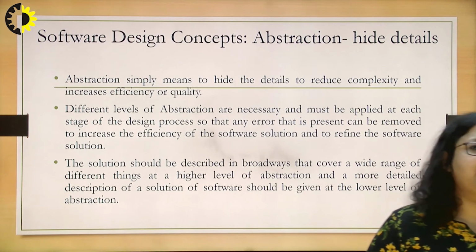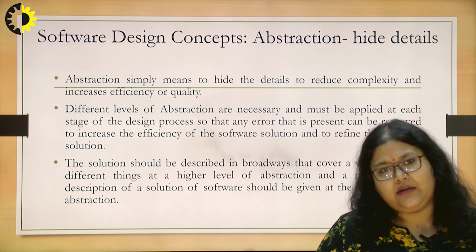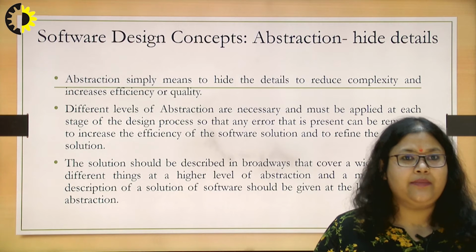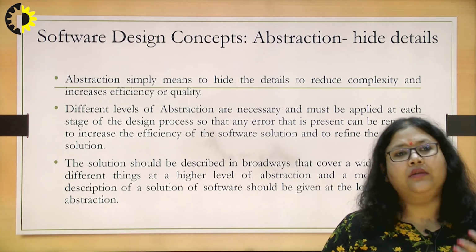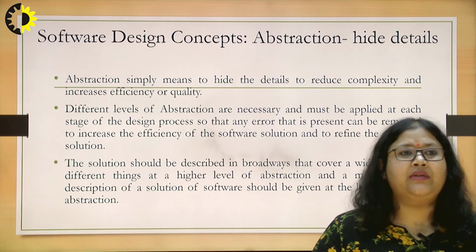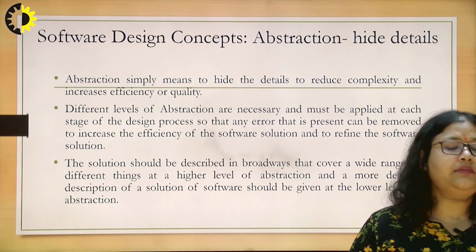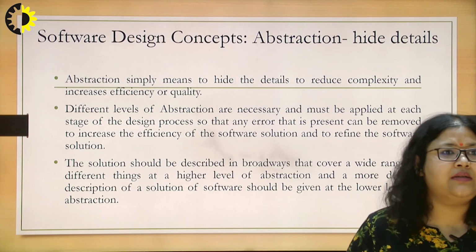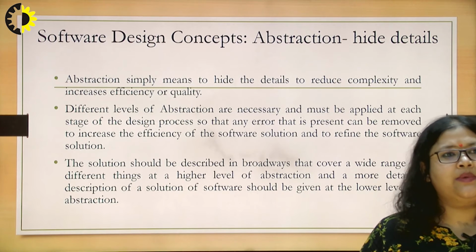So what is abstraction basically? Abstraction means something we have to hide. But why do we have to hide the details? Because we want to reduce the complexity of the system and enhance the quality, the effectiveness and the efficiency of the system. So we have to hide some details of the system. So this is abstraction.